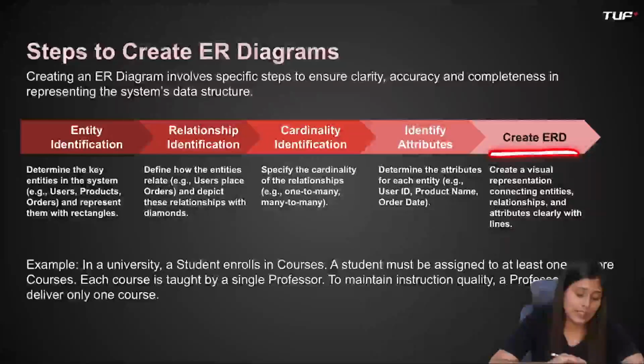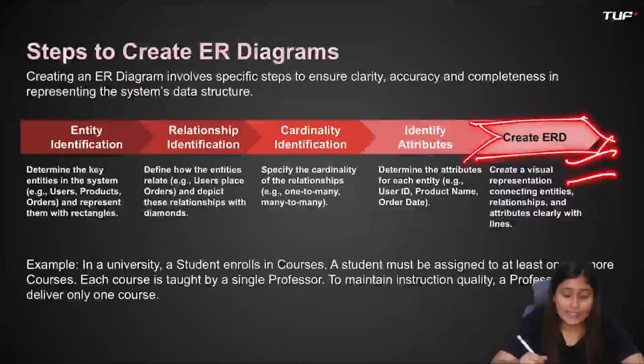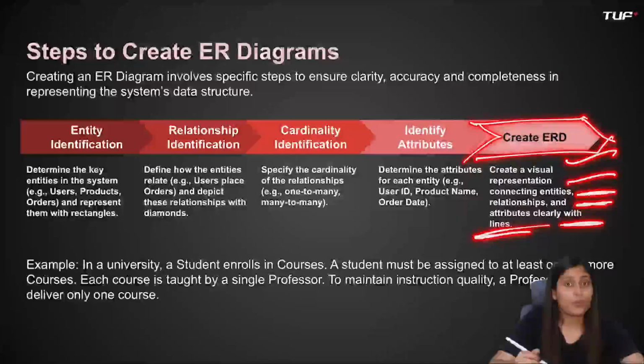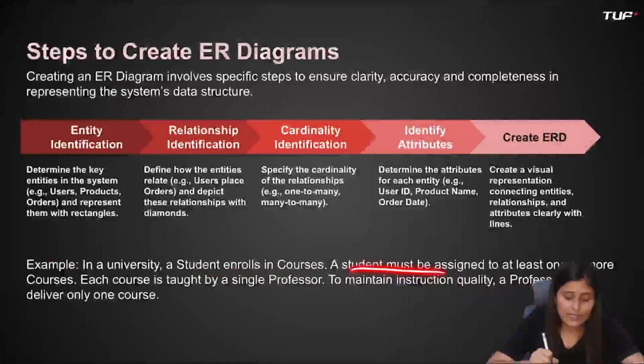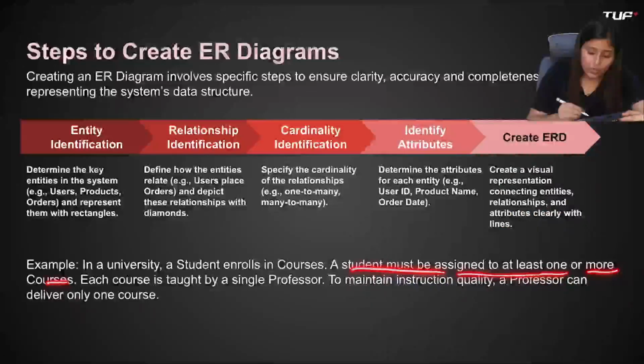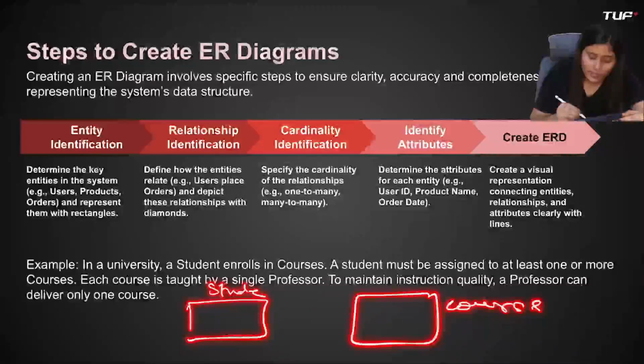Next, after identifying all these four things, go and create the ERD. So create a visual representation connecting entities, relationships and attributes clearly with lines. For example, in a university, a student enrolls in a course, right? And a student must be assigned to at least one or more courses. So here we need a student table and a course table, and every student should enroll in at least one course, right?